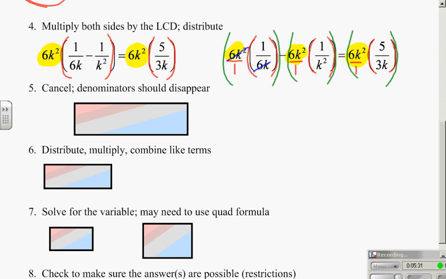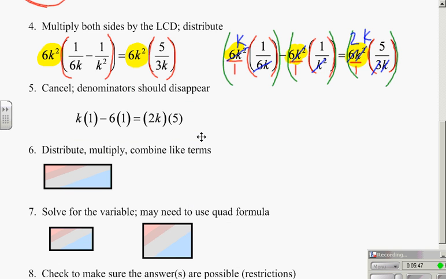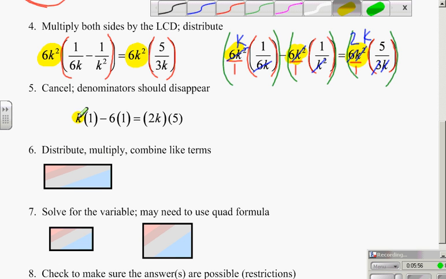And so 6k squared and 6k will cancel and we'll leave k in the numerator. K squared and k squared cancel, and k and k squared cancel, leaving k. 3 and 6 cancel, leaving 2. Now, what does this look like? I'm left with k times 1 minus 6 times 1 equals 2k times 5. And what is left of that common denominator is right there.